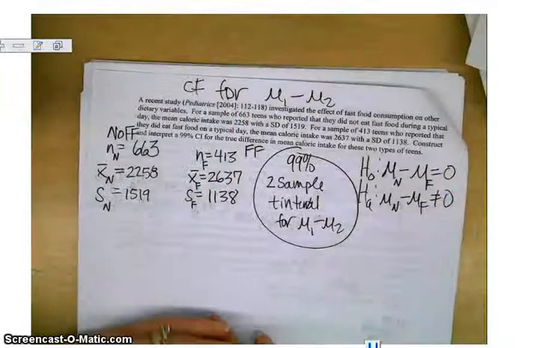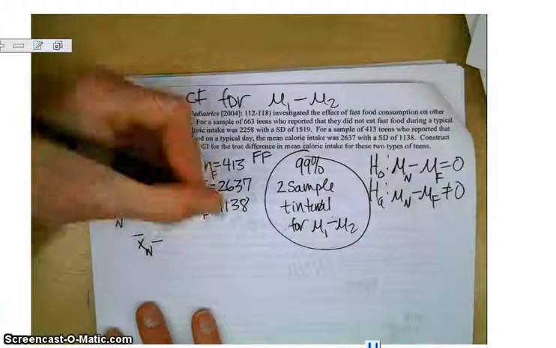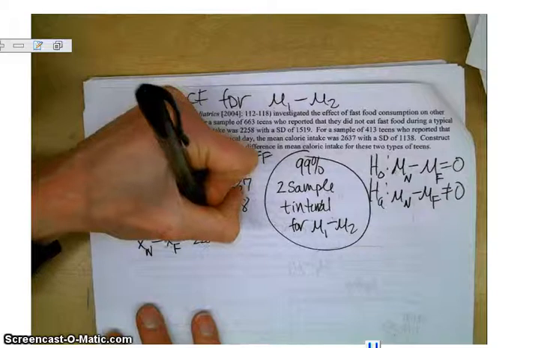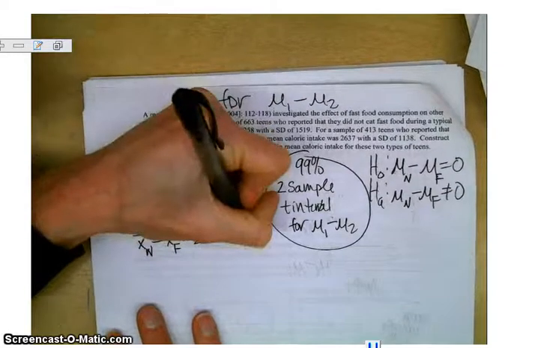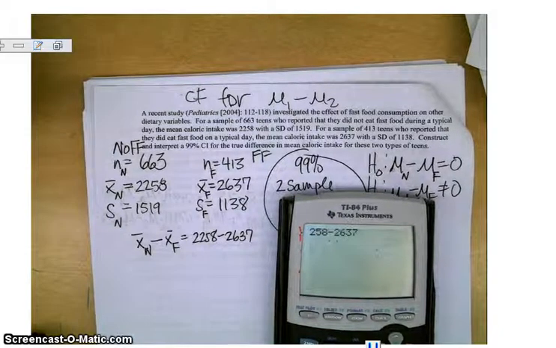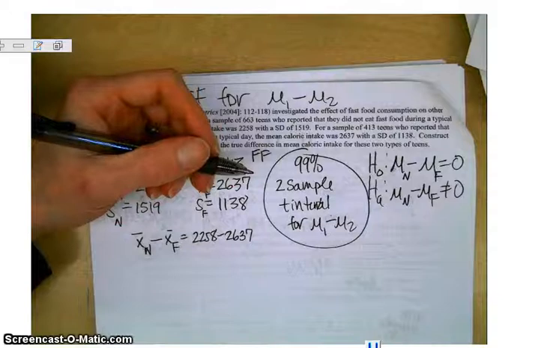All right, so now we're going to skip step 1, but at first glance, does it appear? Well, what is our sample mean difference? So the sample mean of not fast food minus the sample mean of fast food. So 2258 minus 2637 gives me negative, whoa, I typed too fast. So it gives me that my difference is negative 379.